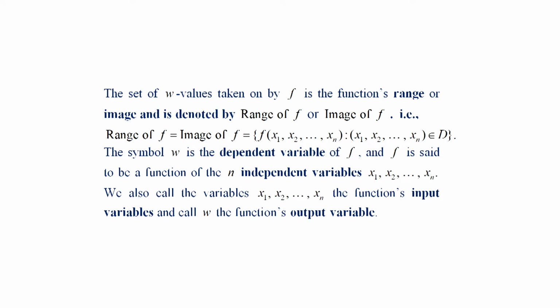That is, range of f is equal to image of f, which is the set of all f(x1, x2, etc., xn) such that the n-tuple (x1, x2, etc., xn) belongs to D. The symbol w is the dependent variable of f and f is said to be a function of the n independent variables x1, x2, etc., xn. We also call the variables x1, x2, etc., xn the function's input variables and call w the function's output variable.